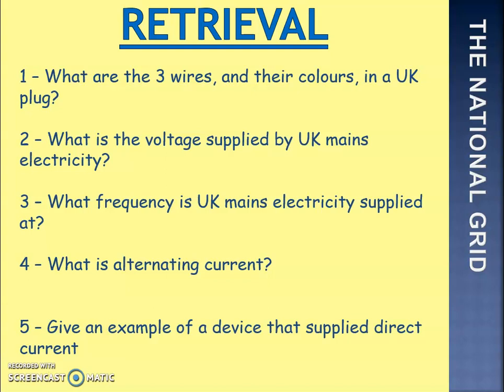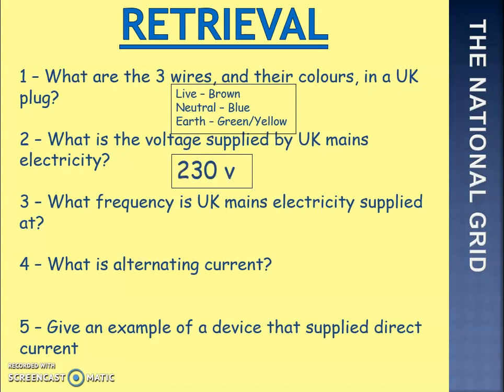Okay, question 1. What are the 3 wires and the colours in the UK plug? We've got live, which is brown, neutral, which is blue, and earth, which is green and yellow. So banded green and yellow. Question 2. What's the voltage supplied by UK mains electricity? That's 230 volts. Question 3. What frequency is UK mains electricity supplied at?